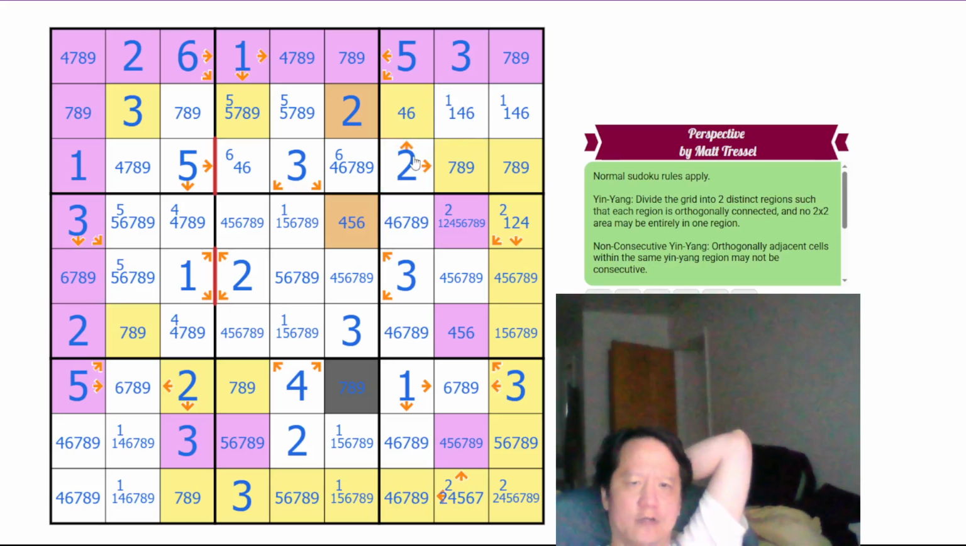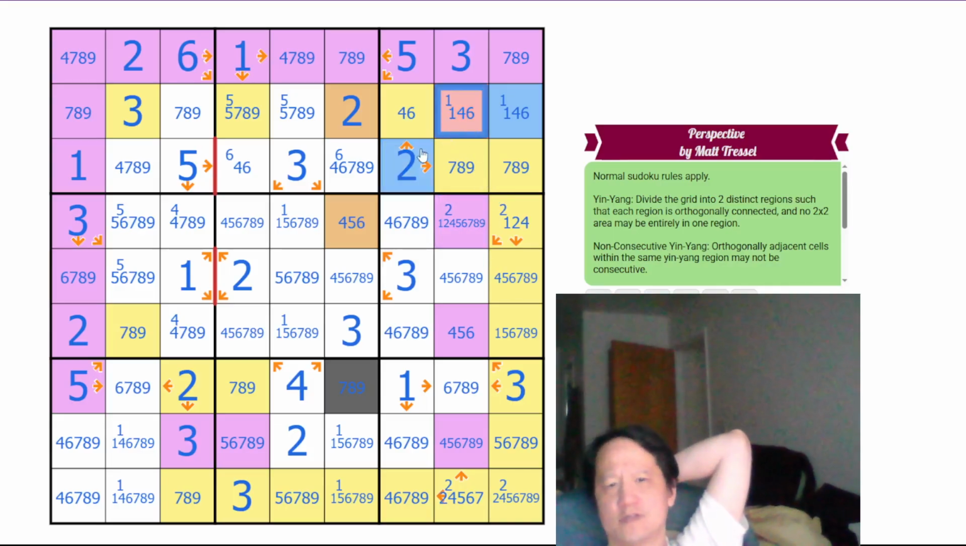If this is yellow, this has to be pink because of the 2x2, and this has to be pink because of the 2x2. If this is pink, this has to be yellow because of the 2x2, and this must be yellow because of the diagonal. So this is opposite what these two colors are. We'll mark that as red and blue then.